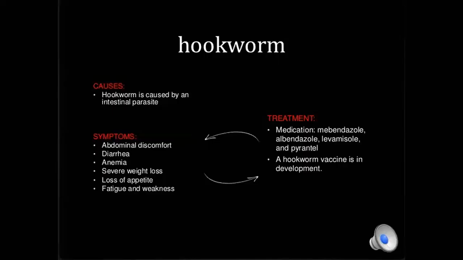What is hookworm? Hookworm is caused by an intestinal parasite. What are the hookworm symptoms? They are abdominal discomfort, diarrhea, anemia, severe weight loss, loss of appetite, fatigue, and weakness. What's the treatment? Treatment is medication through albendazole, levamisole, and pyrantel. A hookworm vaccine is in development.